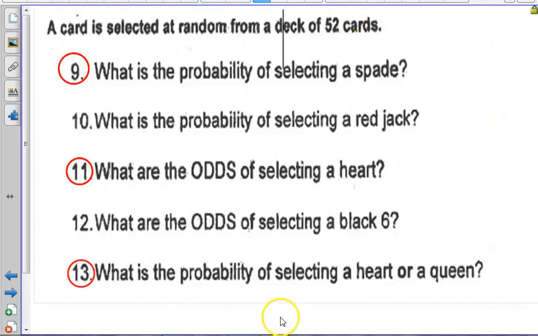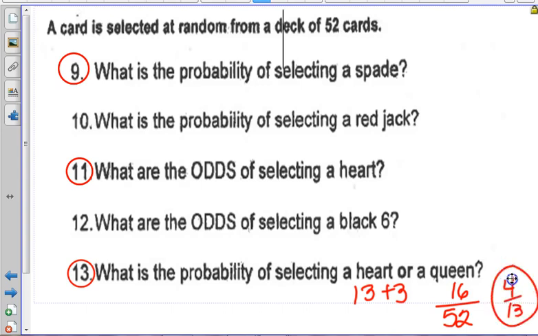What is the probability of selecting a heart or a queen? I always just think of how many hearts. There's 13, right? And how many more queens? There'd be 3 more queens that we didn't already count. So there's a total of 16 winners out of 52 cards, which would reduce to 4/13 maybe? Did I reduce that right?